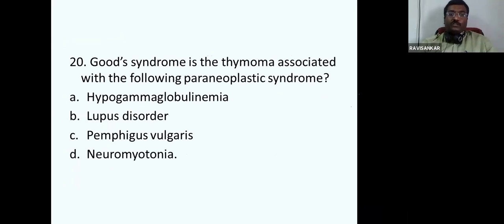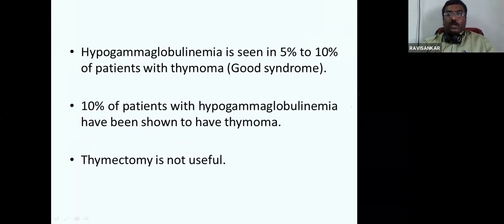Good syndrome is the thymoma associated with the following neoplastic syndrome. Hypogammaglobulinemia is seen in 5 to 10% of the patients with thymoma. So thymectomy might not be very useful, but for the oncological purpose, we can give it, and then you have to treat the hypogammaglobulinemia. 10% of the patients with hypogammaglobulinemia have been shown to have thymoma.